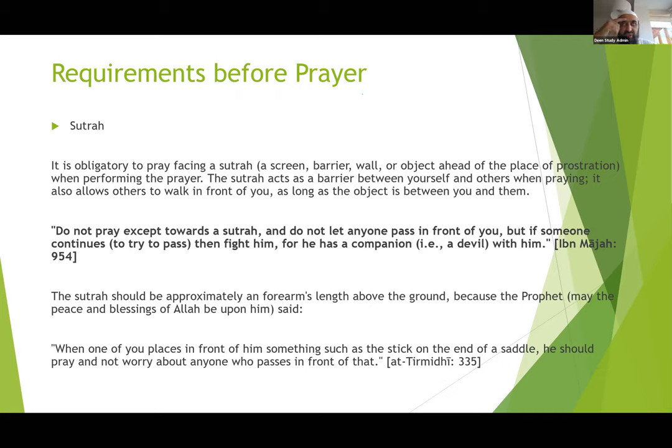But just remember, if you're praying in Jamaat and the imam is there, then you can walk into a row, walk in front of someone, as long as you don't walk in front of the imam. So that's really important. If you join the prayer, don't walk in front of the imam, but you can walk along somebody in prayer behind the imam, because effectively the imam is a sutra for the people. Okay, so these are the requirements before the prayer, inshallah. I hope you understood that.